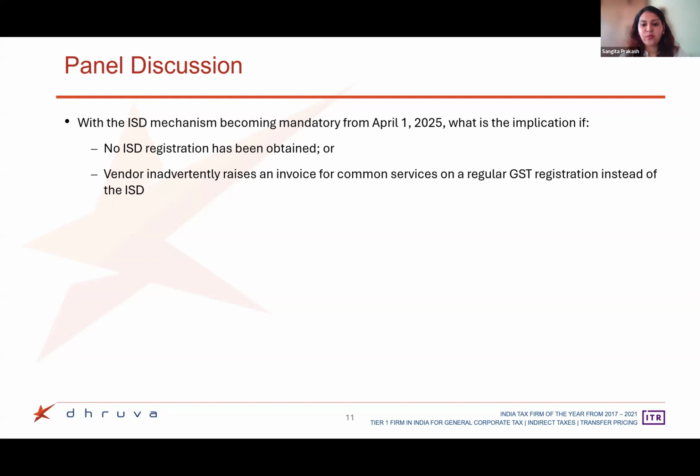In this situation, and again, I need to recap a little bit on 54(1)(a). You did briefly cover it in the introduction slides. So 54(1)(a) is a concept where, let's say a vendor raises an invoice on a regular registration. The GST law allowed such credits to be transferred to ISD and then distributed.